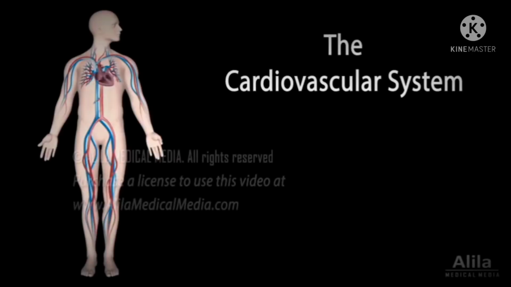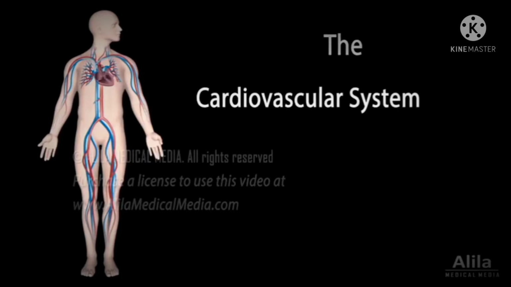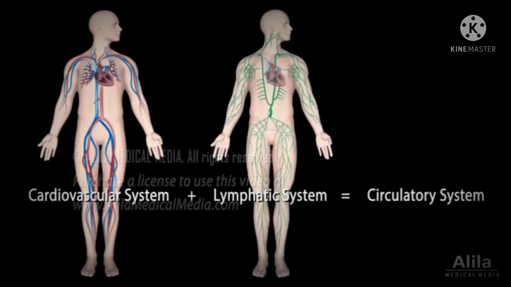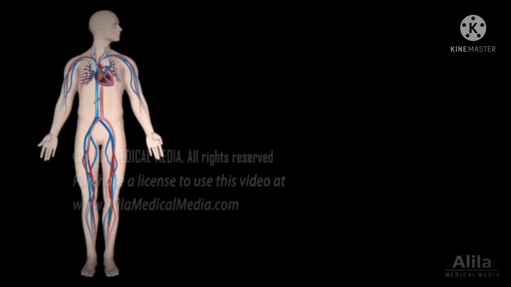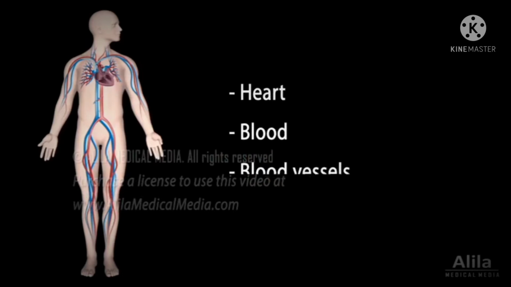The cardiovascular system is part of the circulatory system that circulates blood. The circulatory system also includes the lymphatic system, which circulates lymph, but the terms circulatory system and cardiovascular system are commonly used interchangeably to describe blood circulation. The cardiovascular system consists of the heart, blood, and blood vessels.